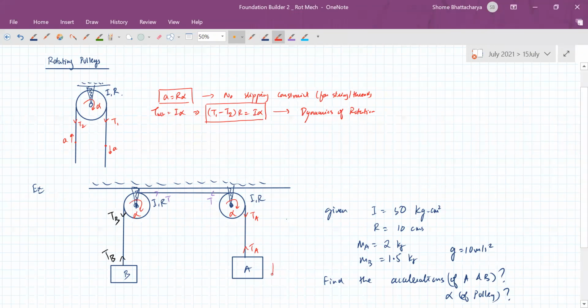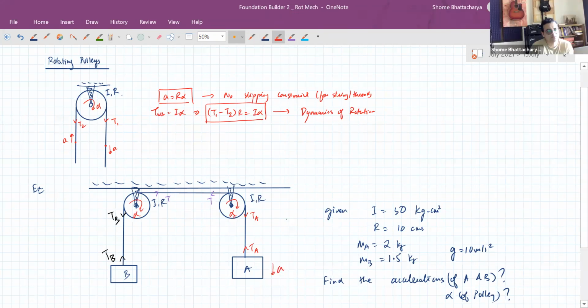Okay, sir. Now, because their radii are the same, this one will have the same alpha as this one, because you have a common value of alpha since the radius is the same for both the pulleys.